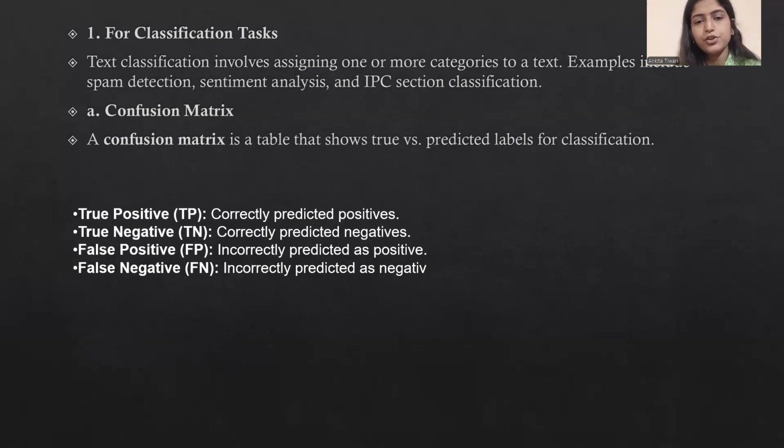So here, true positive is correctly predicted positive, true negative is correctly predicted negative, false positive refers to incorrectly predicted as positive, and false negative is incorrectly predicted as negative.